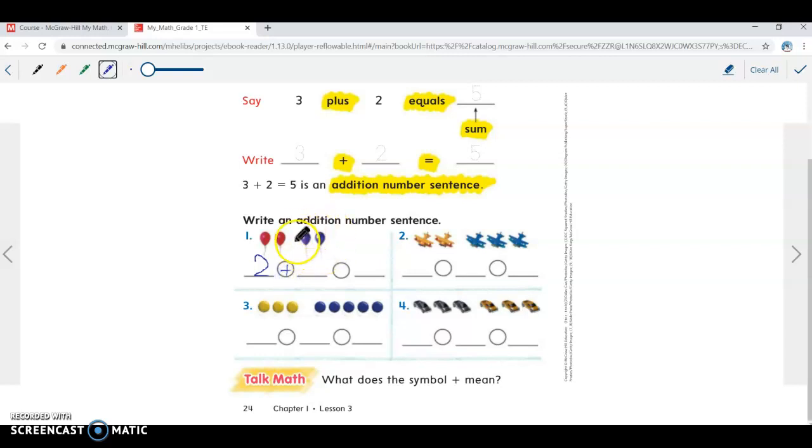I have purple balloons on this side. I have 2 purple balloons. I write it in there, and I have my equals 4. So I have a total of 4 balloons. My sum is 4. When I look at number 2, I do the same thing. So I'm now looking at airplanes. I have 2 airplanes on this side, plus my 3 airplanes on the other side, for a total or equals to 5.